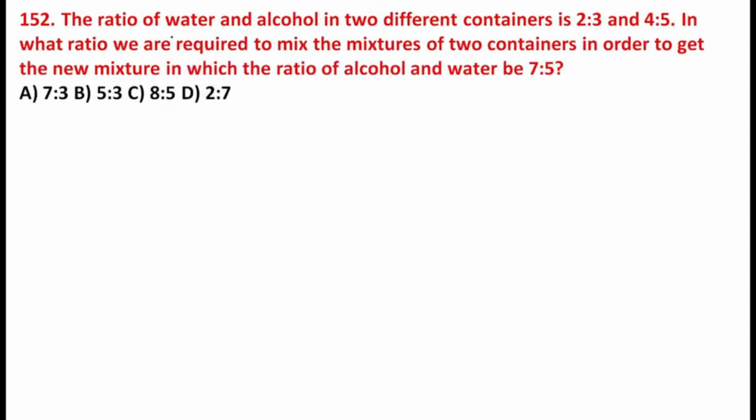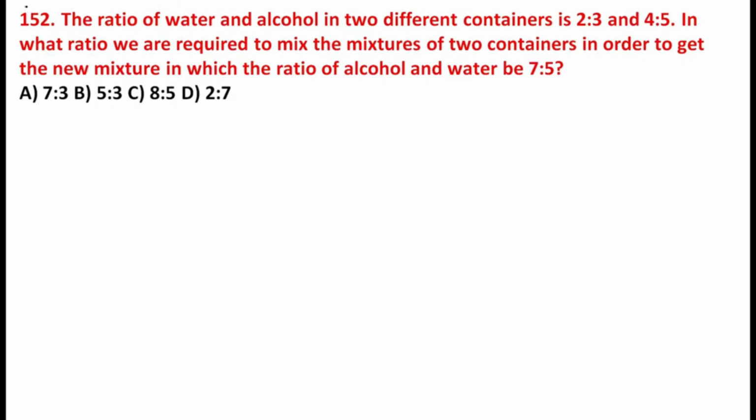See the question number two. The ratio of water and alcohol in two different containers is 2 is to 3 and 4 is to 5. In what ratio are we required to mix the mixtures of two containers in order to get the new mixture in which the ratio of alcohol to water is 7 is to 5.